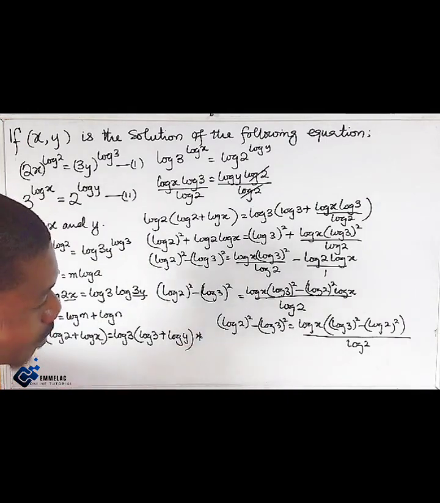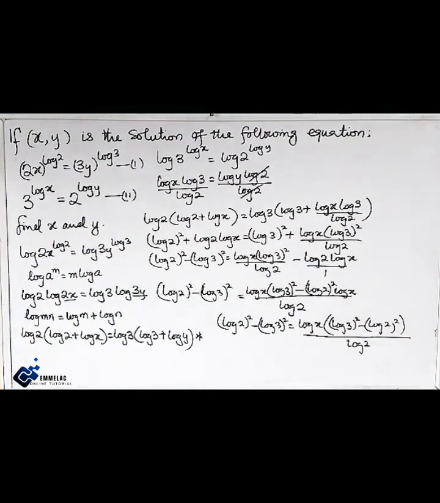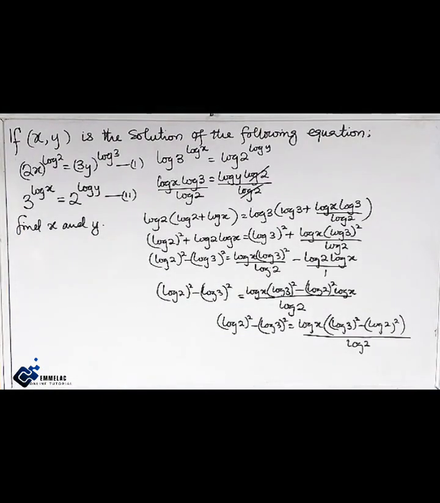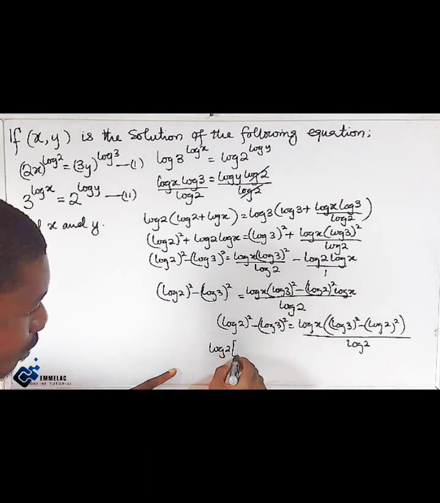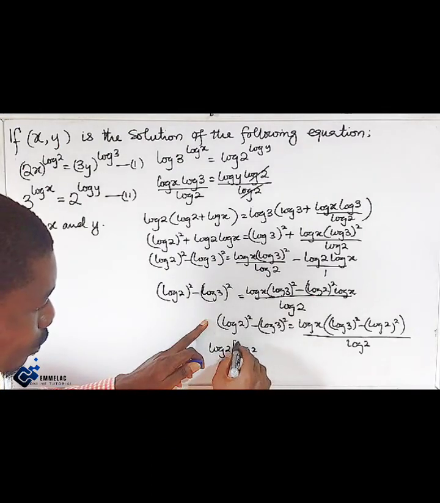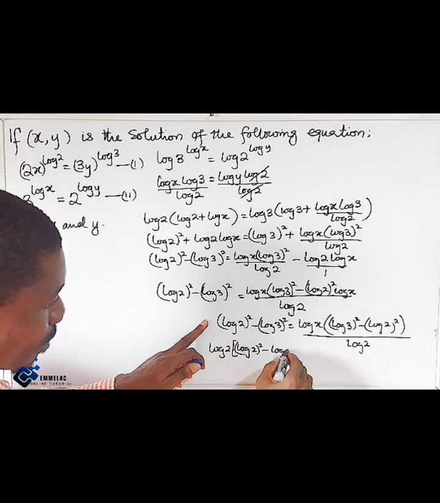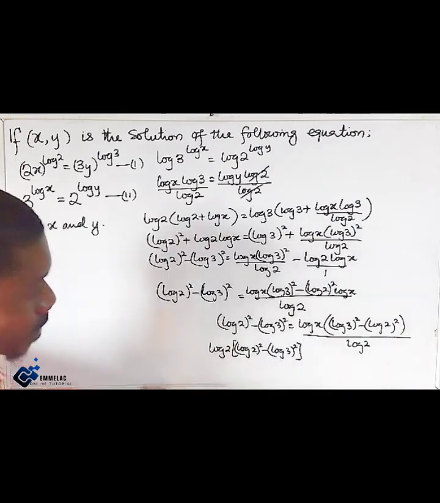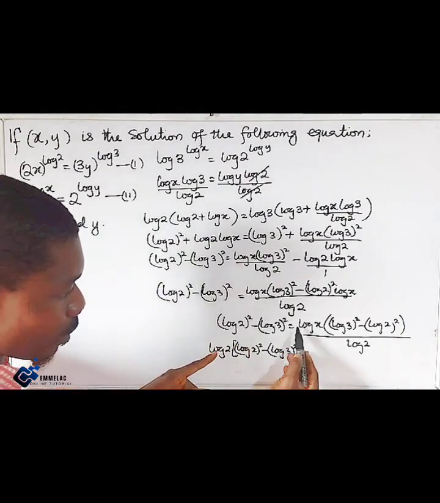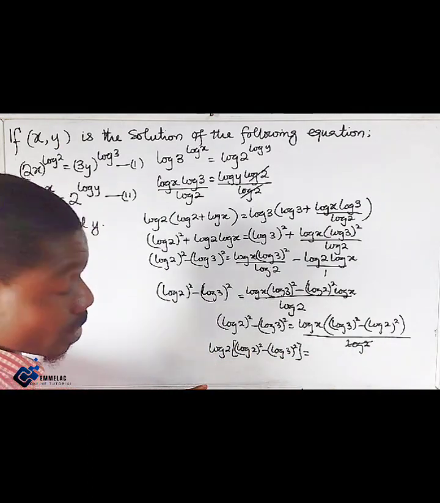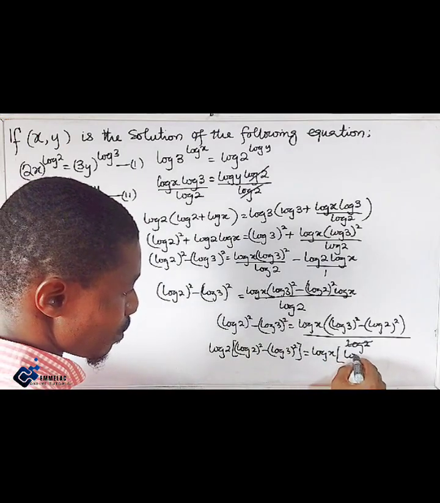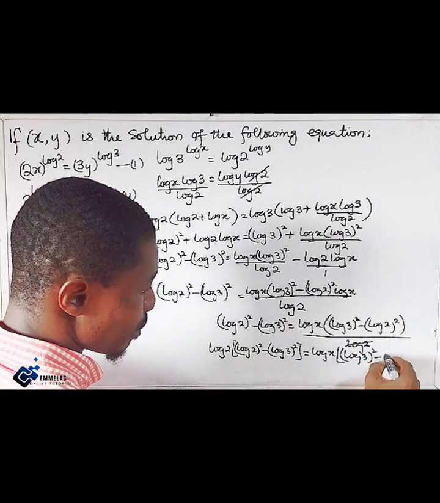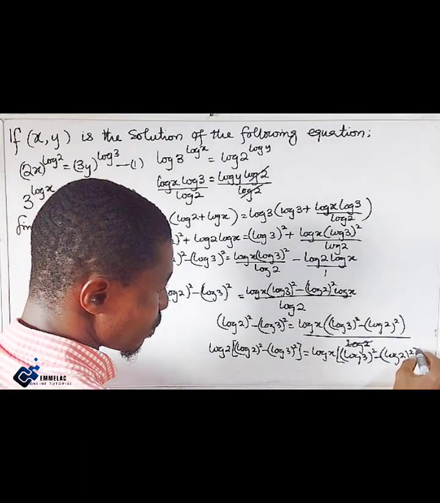Okay, so let us just multiply both sides by log 2. Multiplying both sides by log 2, we have log 2 into log 2 raised to the power of 2 minus log 3 raised to the power of 2. Then by multiplying log 2 here, it tends to eliminate log 2 here, so we are left with log x into log 3 all raised to the power of 2 minus log 2 raised to the power of 2.